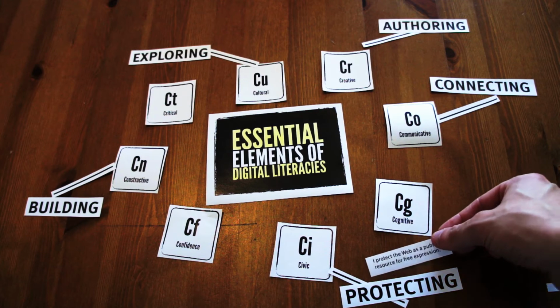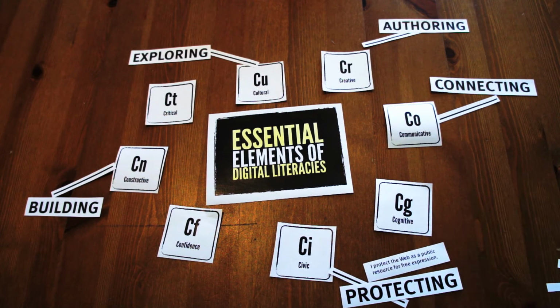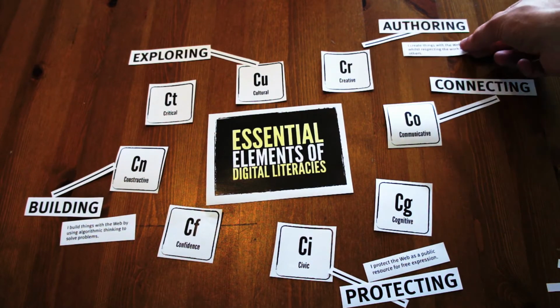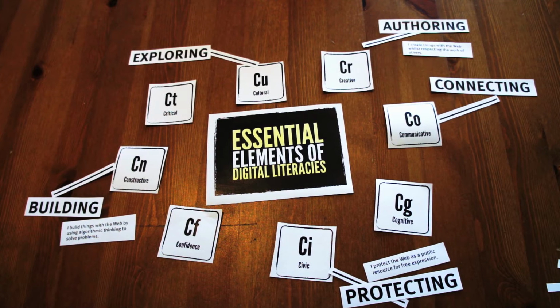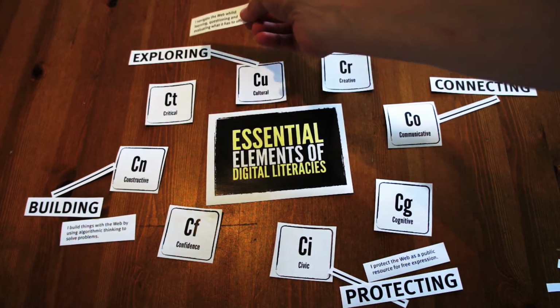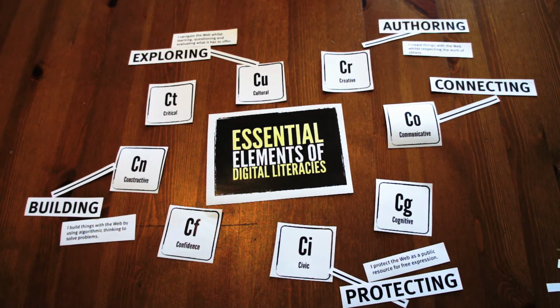So, for example, protecting, we're focusing on the statement, I protect the web as a public resource for free expression. For building, it's about using algorithmic thinking to solve problems. And for authoring, it's creating things on the web. For exploring, it's navigating the web and learning, questioning, and evaluating. And for connecting, it's communicating and participating effectively.